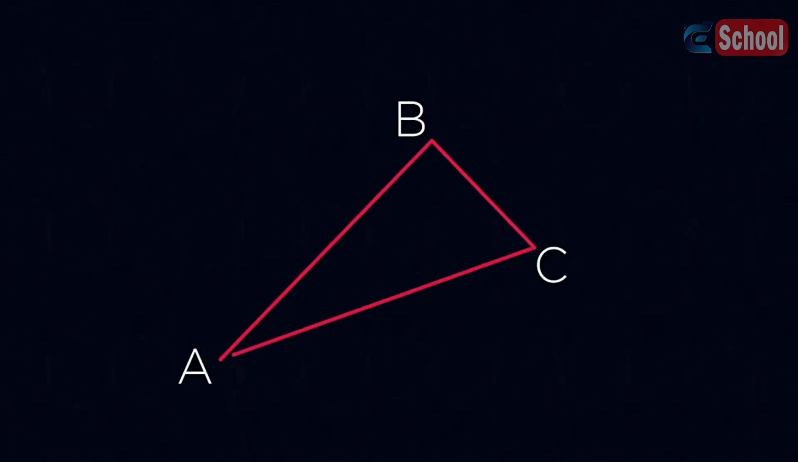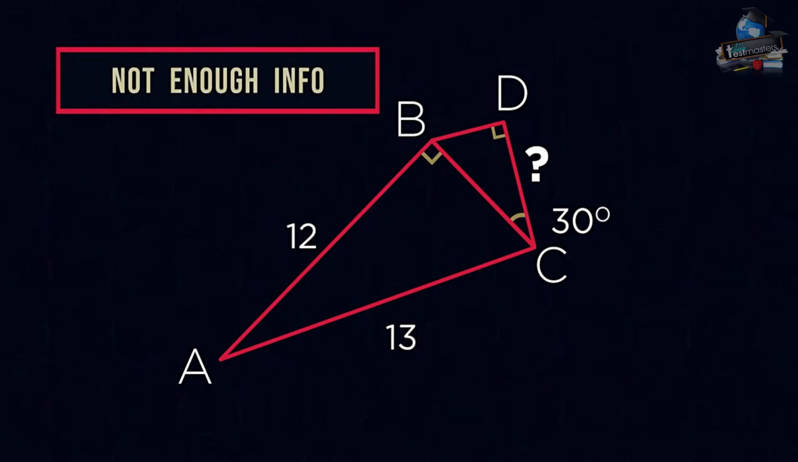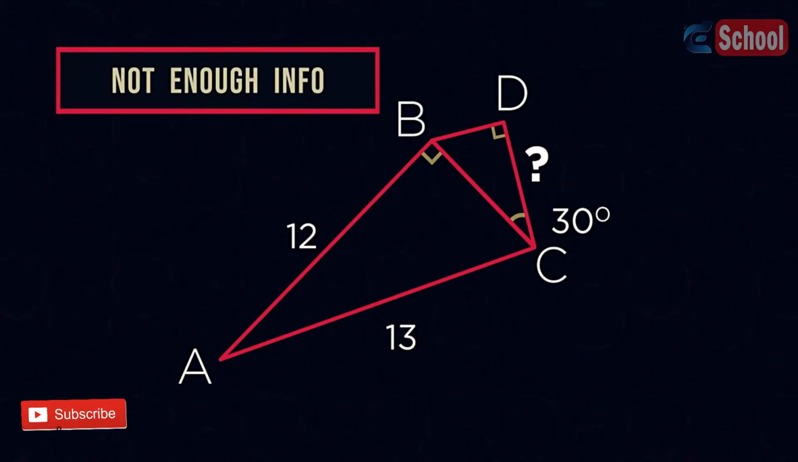Assuming that we know that triangles ABC and BCD are right-angled, AB equals 12, AC equals 13, and angle BCD equals 30 degrees, can we find the length of the line segment DC? We don't have enough information to find DC from the triangle BCD because we only know one angle and none of the lengths of the sides.